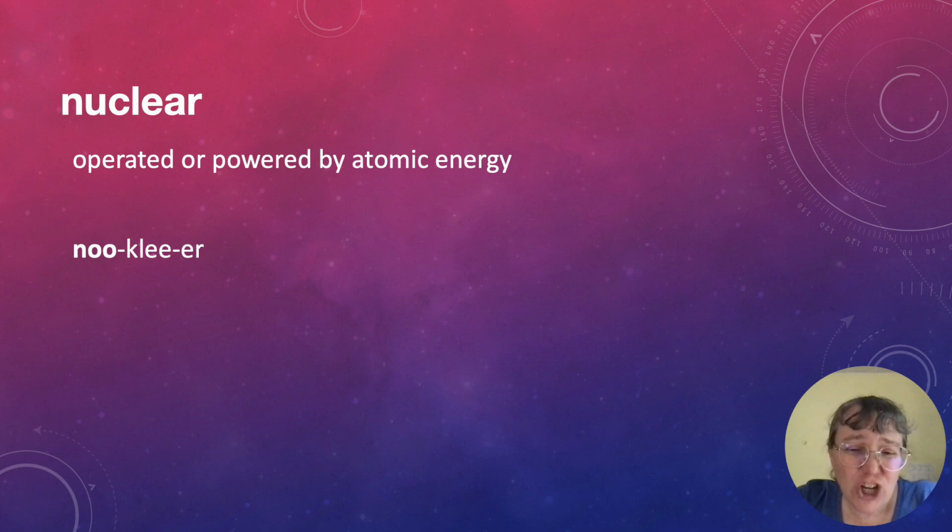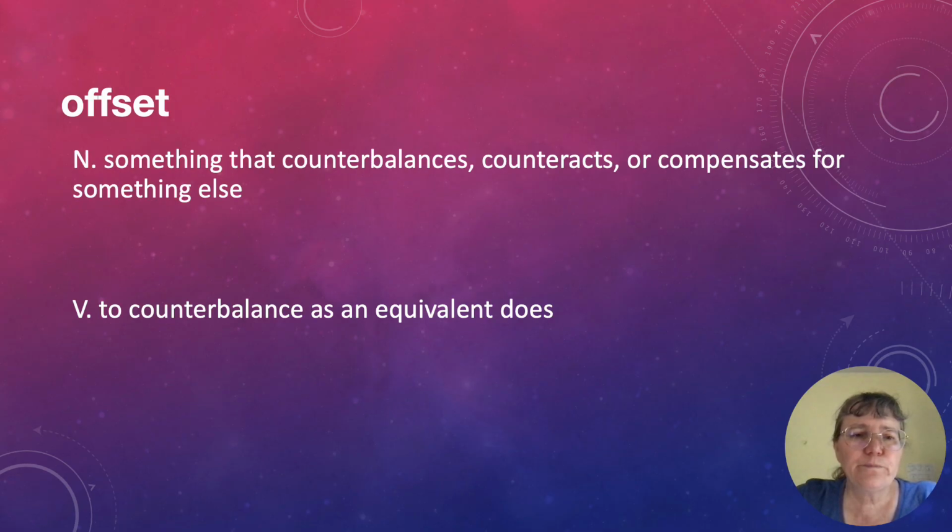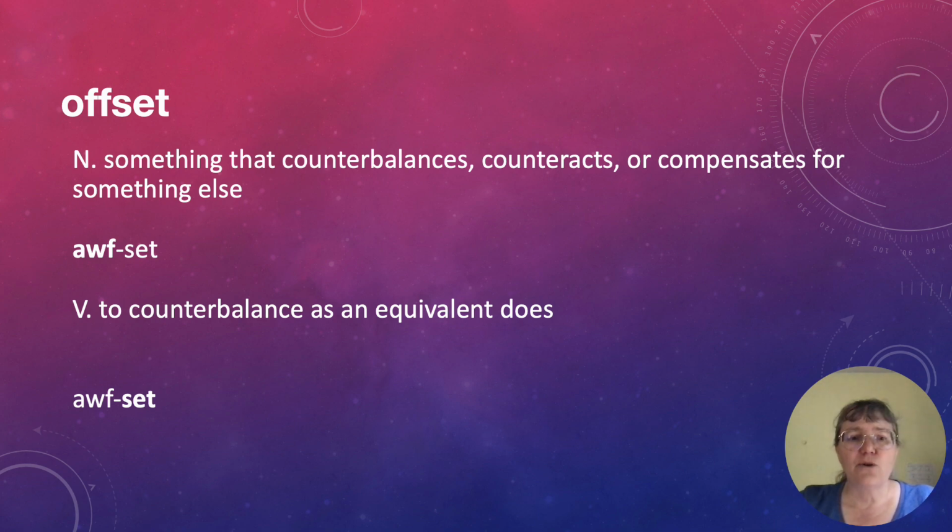Sadly, the other pronunciation of nuclear is becoming accepted, but it's really not in academic circles, so learn the correct one and know that you're going to hear the other, even though it's wrong. Offset can be used as a noun or a verb, and it uses pattern 1, where the stress shifts depending on how it's being used. So if something is a noun, it is the offset. If it is a verb, it is to offset.